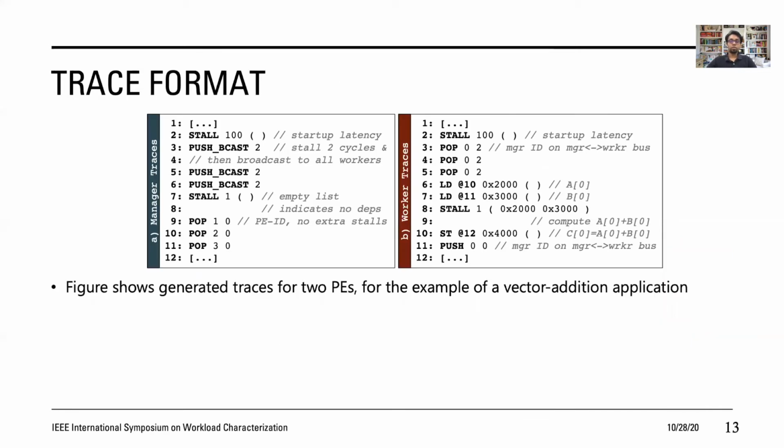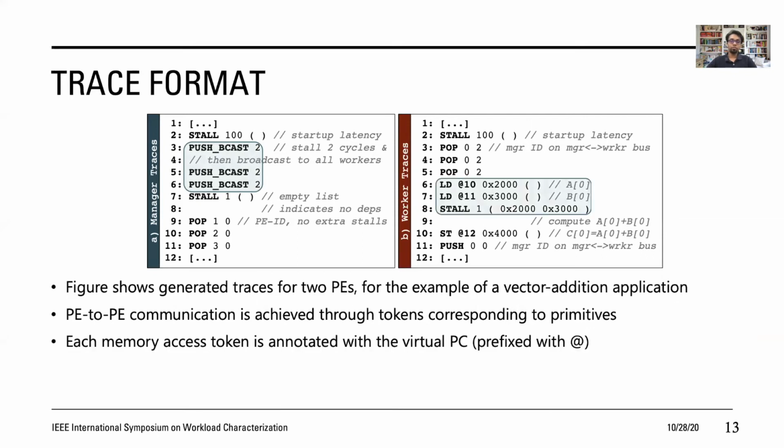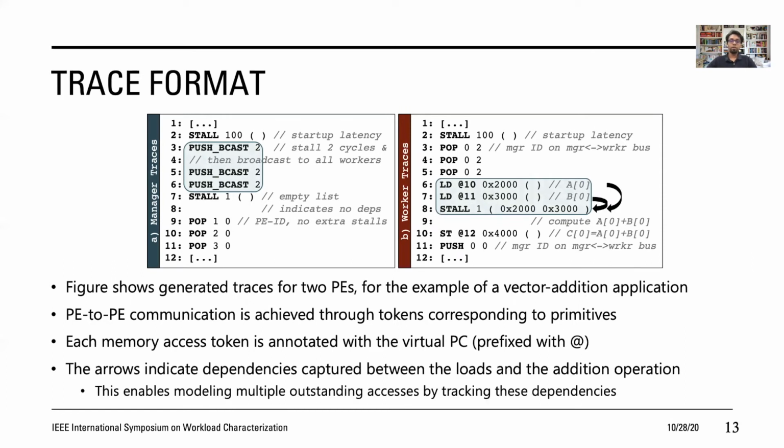Example traces are shown in this figure for two PE types in a target architecture. Our trace format captures the key pieces that we identified previously to be missing from prior work. For example, P2P communication using the push bcast primitive shown here, program counter tracking by annotating loads and stores with virtual program counters, and finally, dependency tracking by maintaining a dependency list next to each token. In this specific example, this feature enables the PE to issue the loads at PC 10 and 11 in a non-blocking way, since they do not have dependencies between each other. However, the stall in line 8 blocks until the two load responses return, because they are annotated as dependencies for the stall token.